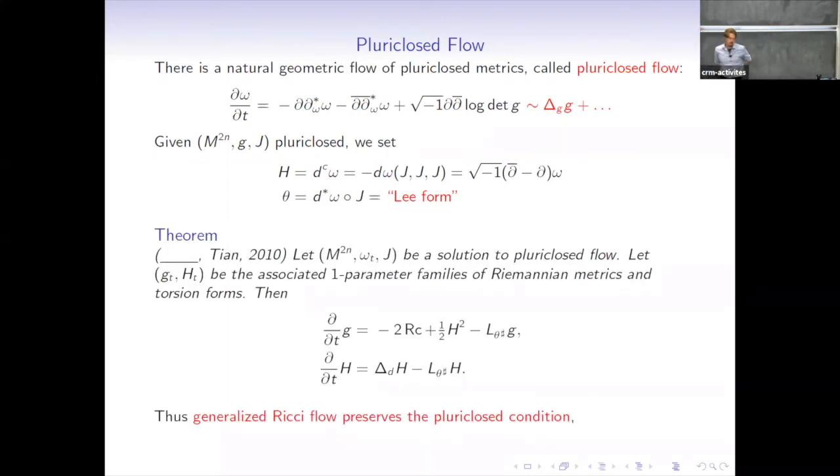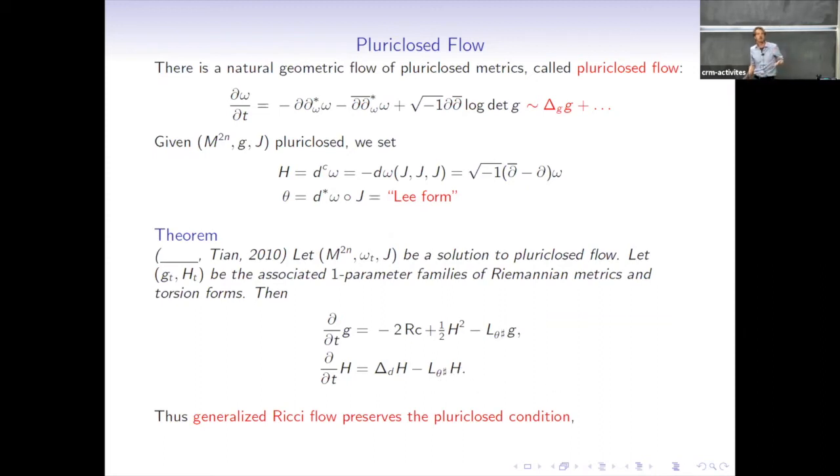Then there's this theorem with myself and Tian from a decade ago now. If I fix a solution to this pluriclosed flow, then I get associated metrics, three-forms H and one-forms. And then the point is that they're basically evolving by this generalized Ricci flow. So we see this generalized Ricci flow, but of course there's the gauge term. The term involving the one-form, that's θ sharp, that's hard to see. And then the three-form H is evolving by the usual heat equation, but again, it's gauge modified.